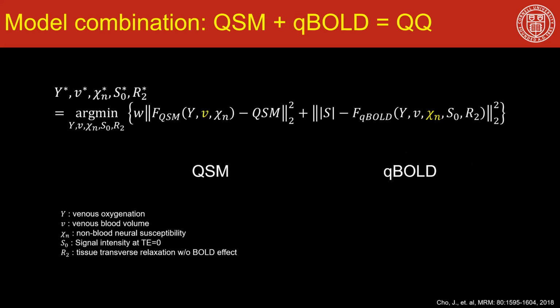Here is the optimization regarding model combination. The V is now included in QSM, and chi-n is now included in qBOLD. W is the weighting on the QSM term, which was determined by L-curve analysis.